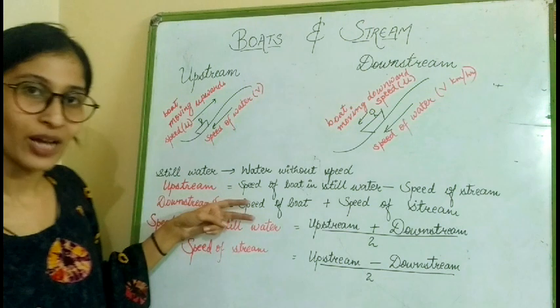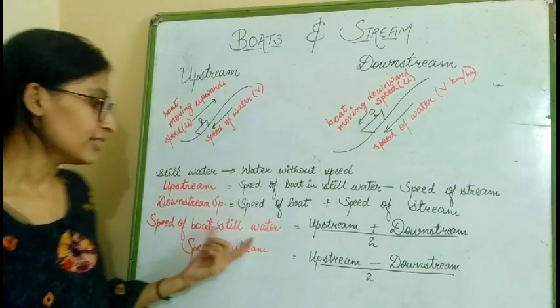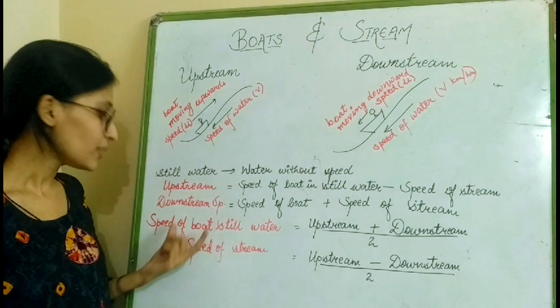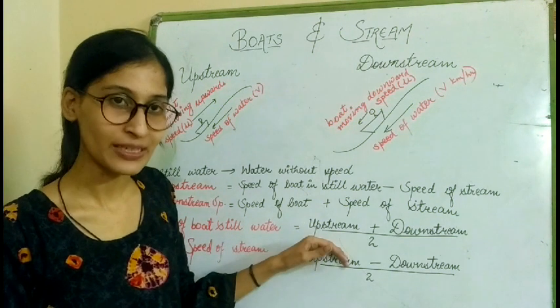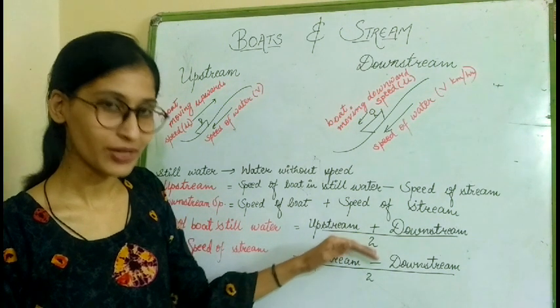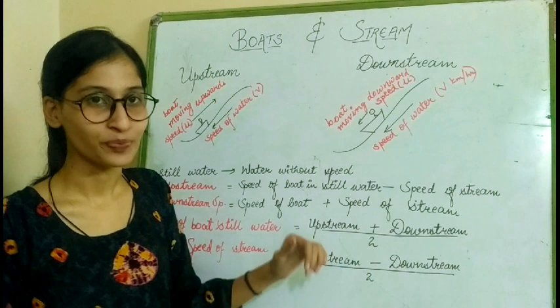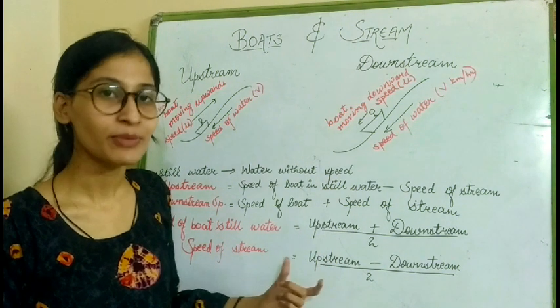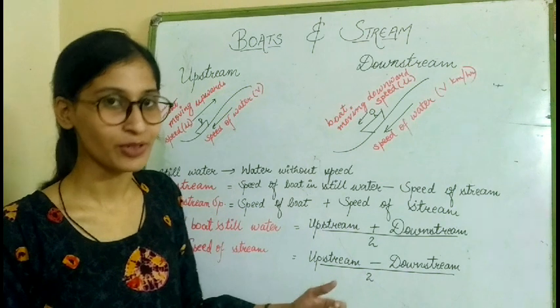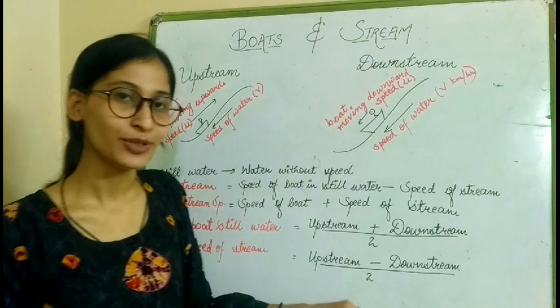Using these two formulas, we have calculated the other two also. Speed of boat in still water is written as the upstream speed plus downstream speed divided by 2. And speed of stream is written as upstream speed minus downstream speed divided by 2.